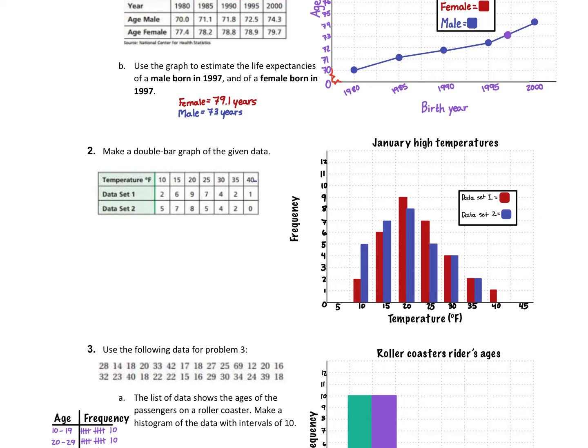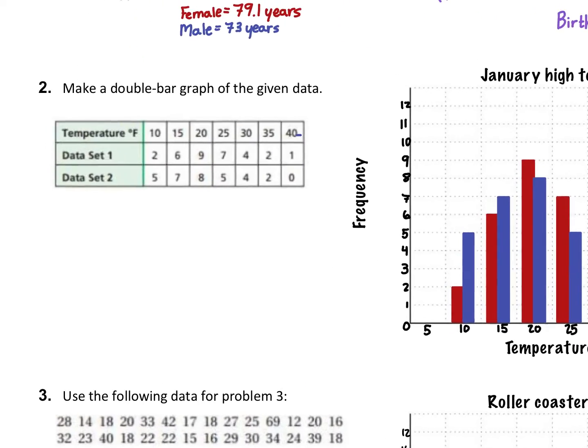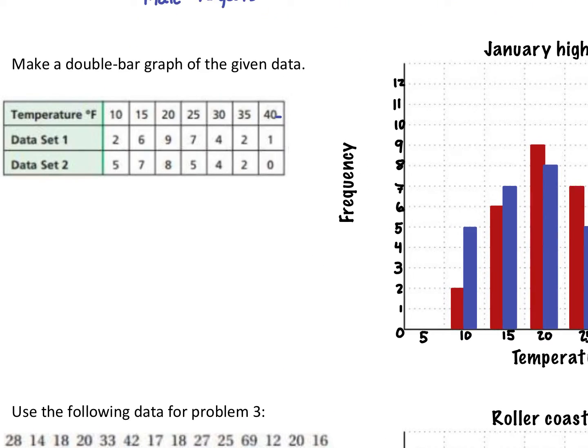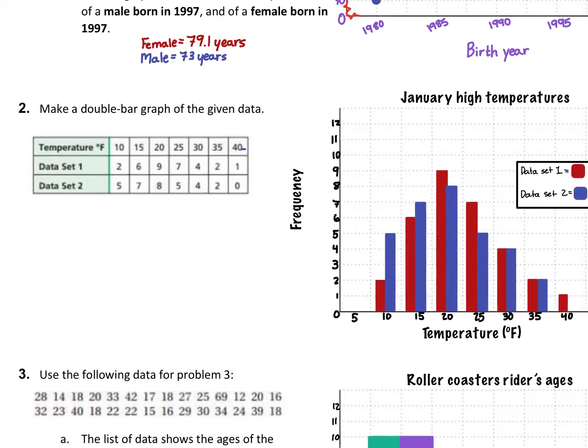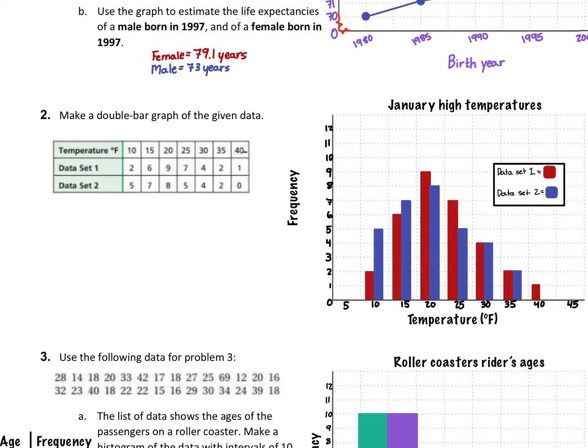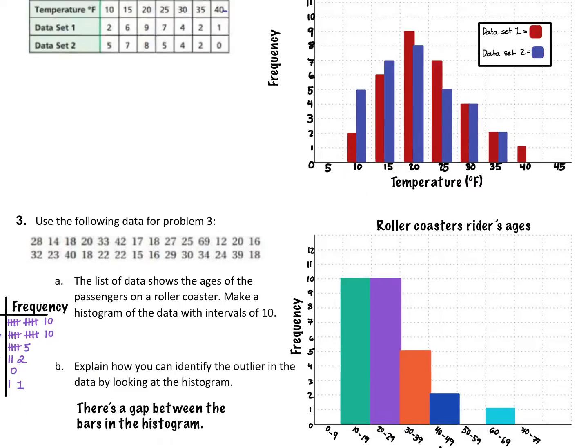15, sorry. Data set 1 should go up to 6, and data set 2 should go up to 7. Yep, mine look good. So check a couple of yours, make sure that you did those right, and then let's keep going.